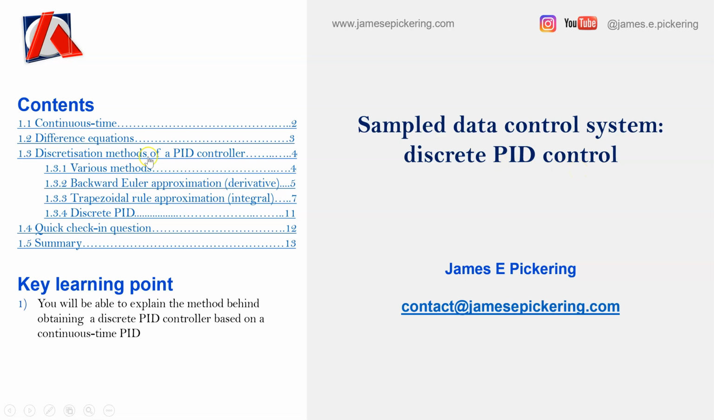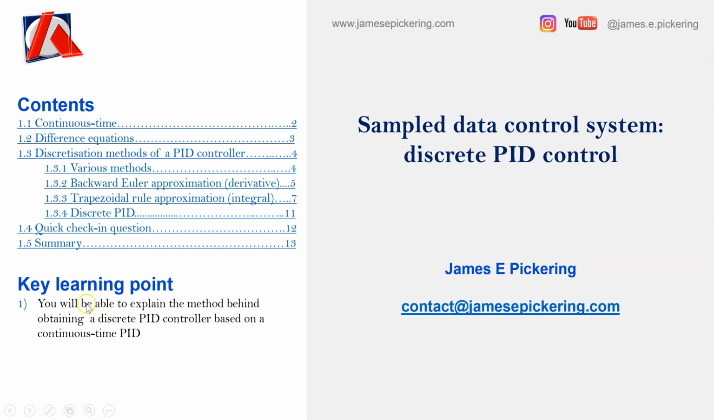So what I'm going to run you through initially is a recap on continuous time, move on then to difference equations, and then discretization methods of a PID controller, so the various methods you can use, and then we'll focus on the backward Euler approximation for the derivative and the trapezoidal rule approximation for the integral, and then I'll show you the overall form of the discrete PID. And a quick check-in question just to understand that you've understood the discretization method that I've run through.